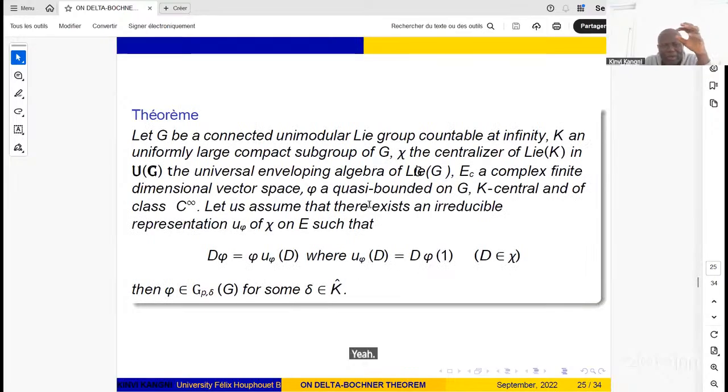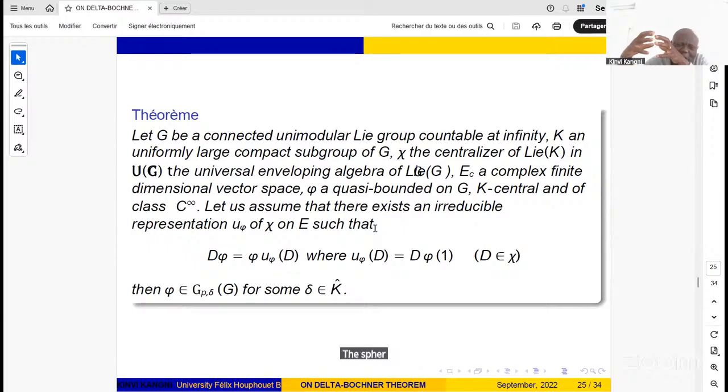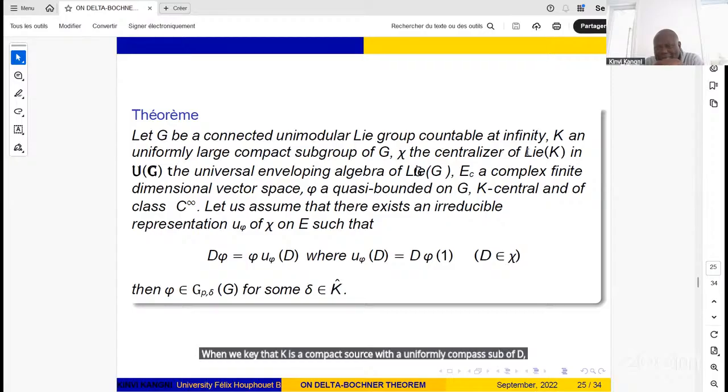what you want to construct is the element of this kind of Fourier transformation, the Fourier transformation of type delta. You have to first of all compute the spherical function of type delta. I'll give you an example. This theorem, which was proved five years ago, says that K is a compact subgroup of G, and I suppose that K here is the centralizer of the Lie group of your compact subgroup, and you consider the universal enveloping algebra for this.